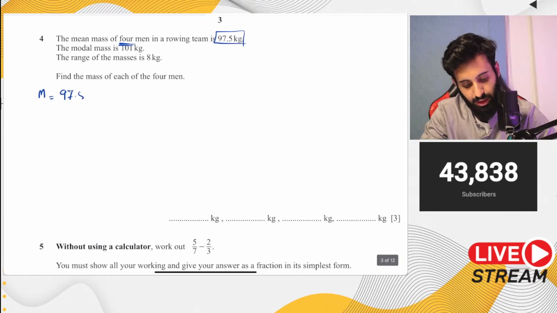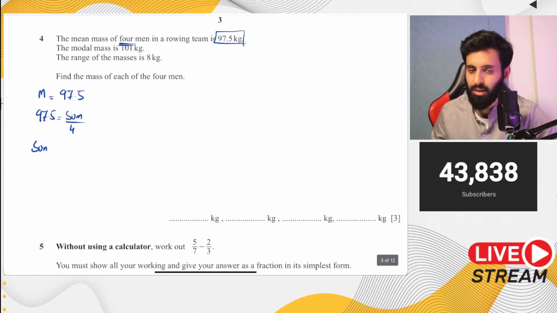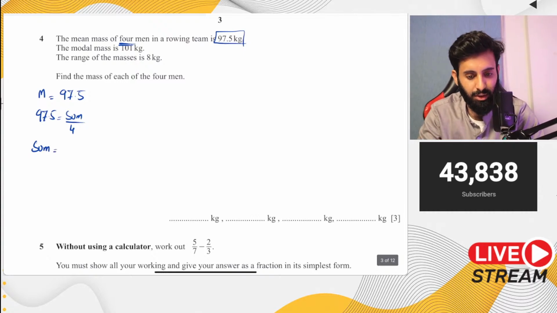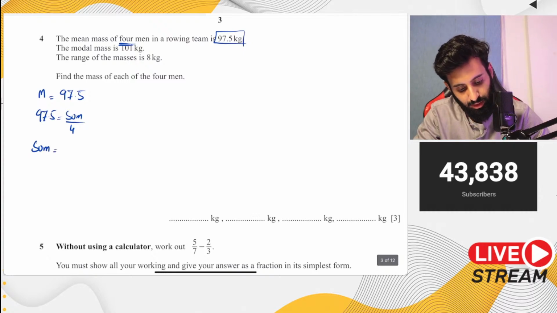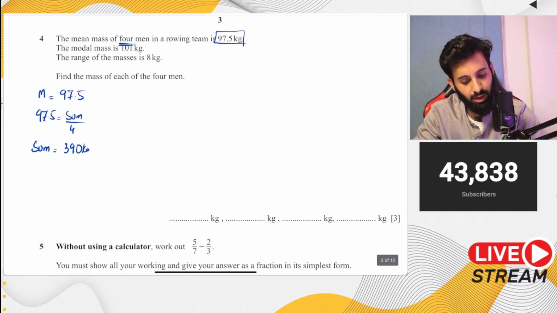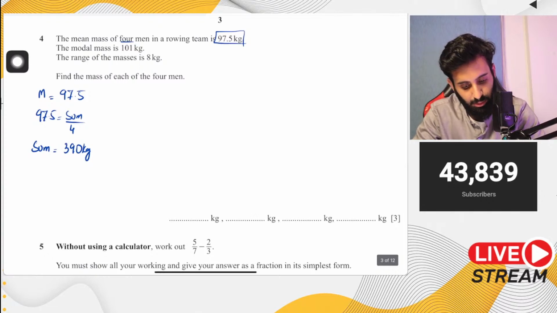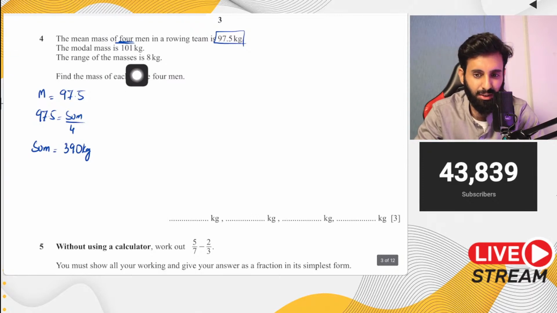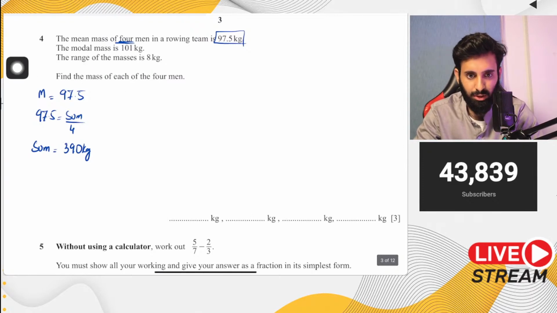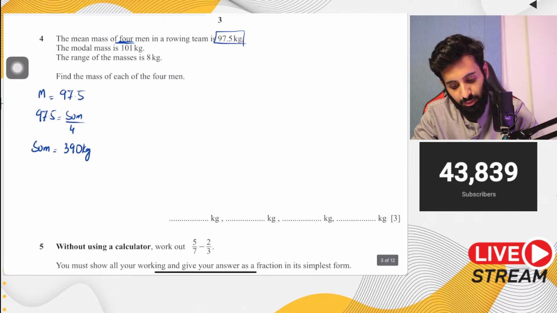So mean is equal to 97.5. That means 97.5 equals the sum divided by 4. Now if you cross multiply, what is the sum equal to? The sum is equal to 97.5 times 4, which is equal to 390 kg. Okay. Now it says here the modal mass is 101 kg. Now if the mode amongst 4 people is 101, that means there have to be 2 people with mass 101 kg. So that means 101 occurs twice for sure.